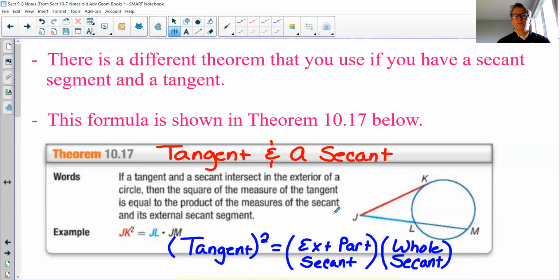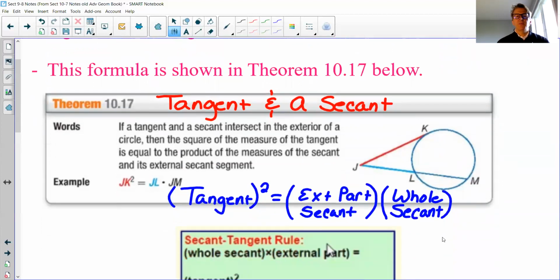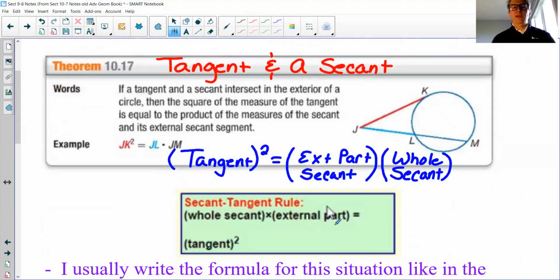In other words, you're going to take this tangent measurement, JK, and square it. Then you're going to take the external part of the secant, JL, and multiply it by the whole segment, JM. That brings you to the secant tangent rule. So the whole secant times the external part is equal to the tangent part squared.